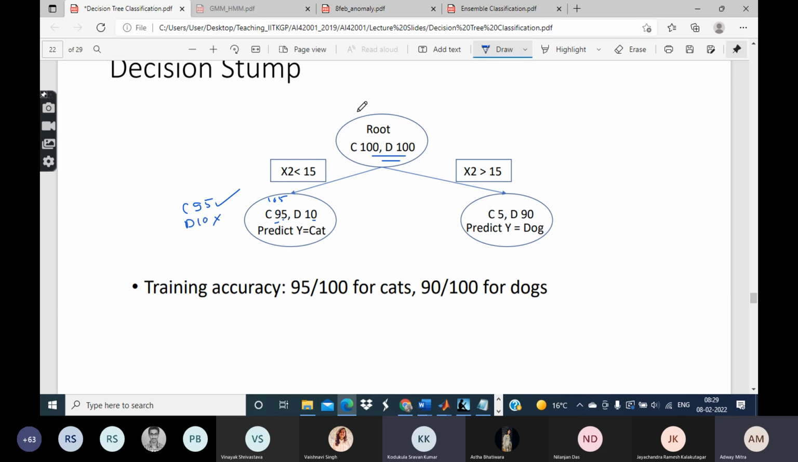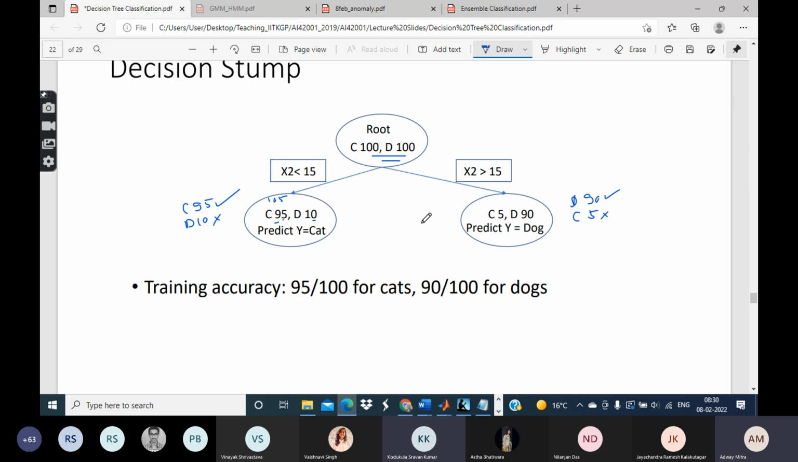If you consider the subpopulation which weighs more than 15 kg, here there are 95 examples, 90 of which are dogs, but 5 are cats. So all of these are going to be classified as dogs. That means these 90 dogs you have correctly classified, right? But the 5 cats you have misclassified.